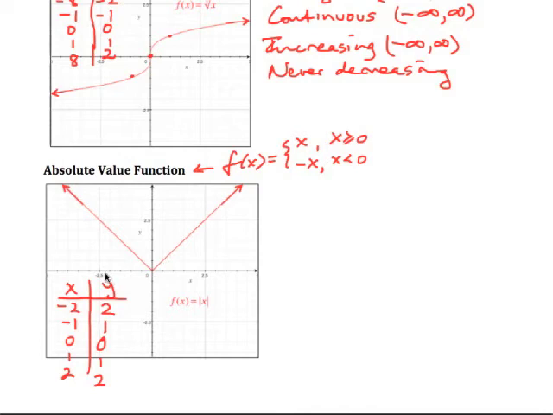So notice here we have -2, 2. We have -1, 1. We have 0, 0. We have 1, 1. And we have 2, 2. Right, so you can see here it forms this V shape.